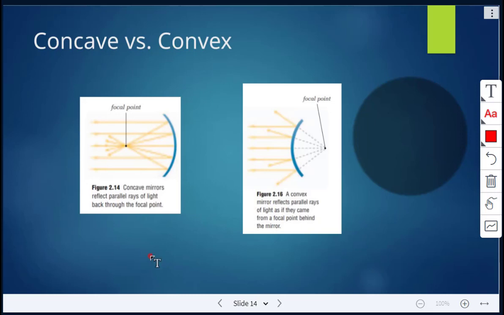All right, just looking at the two different diagrams here of concave versus convex. Here we have the concave mirror, and notice what's happening to the reflected light. It comes inwards, and they reflect parallel rays of light back through the focal point right here. And then when we see a convex mirror, they're reflecting parallel rays of light as if they came from a focal point behind the mirror. And then you can see it's kind of dispersing.